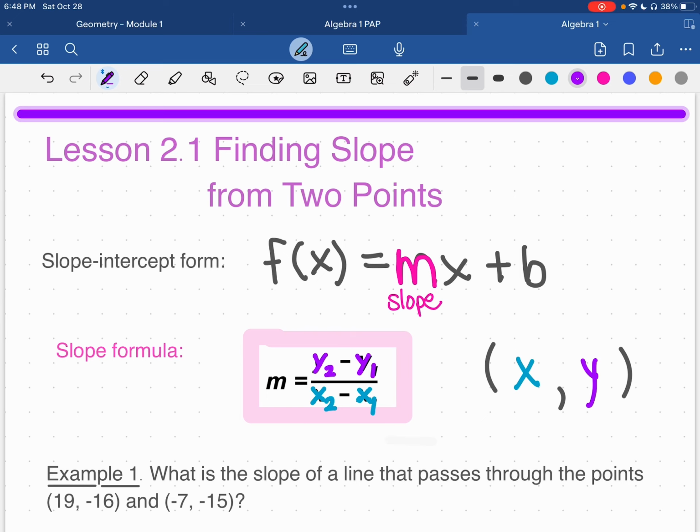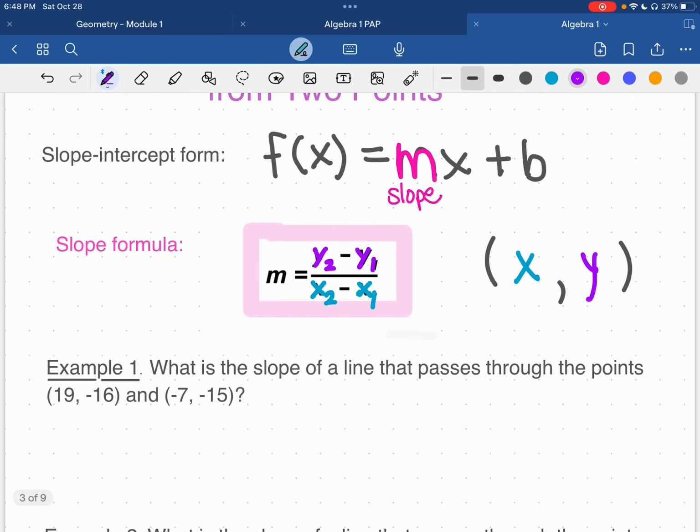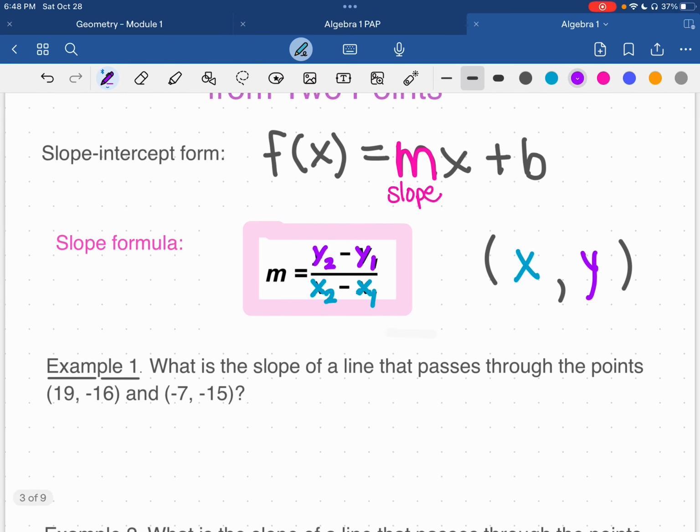Let's go ahead and start with our first example. What is the slope of a line that passes through the points (19, -16) and (-7, -15)? The first thing you're going to want to do is label your x's and y's. Remember, a point or an ordered pair is always in the form x, comma, y. Just like in the alphabet, x, y, z, x is always first.